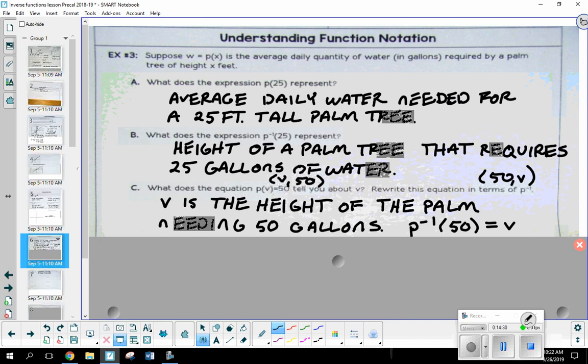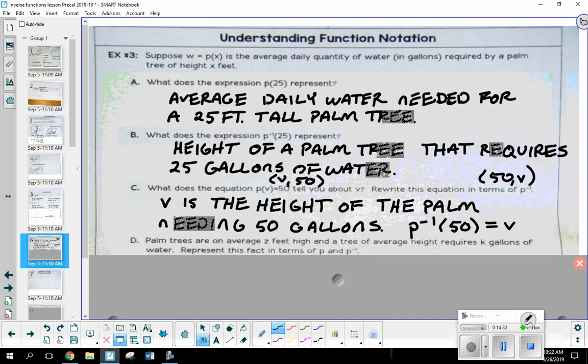All right, well, let's try the last one here in this section. It says palm trees are on average Z feet high and a tree of average height requires K gallons of water. So now they're giving you specific variables for our two quantities. Z represents the height, K represents the water, the number of gallons. Represent this fact in terms of P and P inverse.